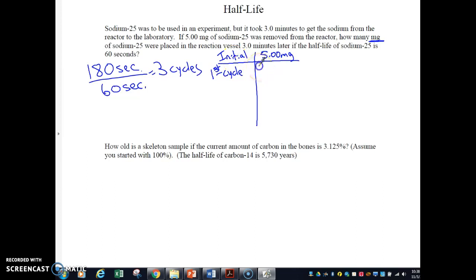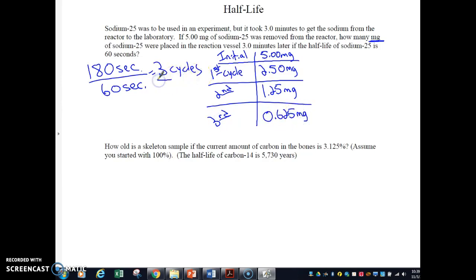So after the first cycle, half of this has decayed into something else. So there's only 2.50 milligrams of sodium 25 left at that point. The second cycle, that will get cut in half again. You have 1.25 milligrams. And then the third cycle, that gets cut in half again. You have 0.625 milligrams. And we know that it went through 3 cycles, so this ends up being the answer. They started off with 5.00 milligrams. After 3 minutes, they only have 0.625 milligrams of that sodium 25 left. That is what ended up going in the reaction vessel. So that is an example of you solving an amount.